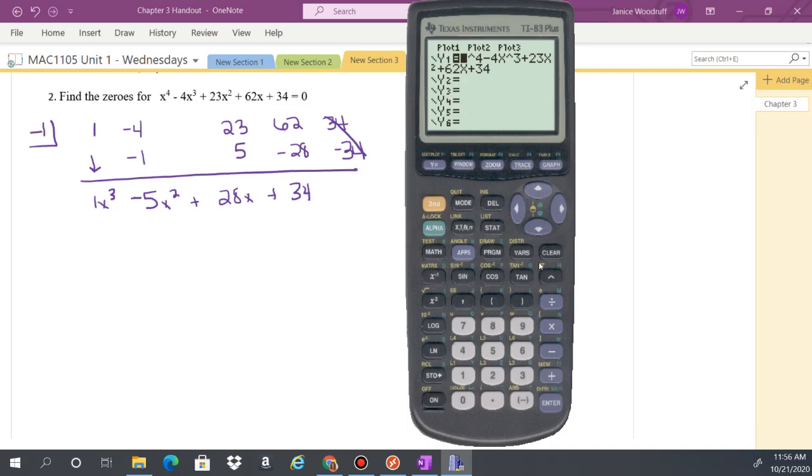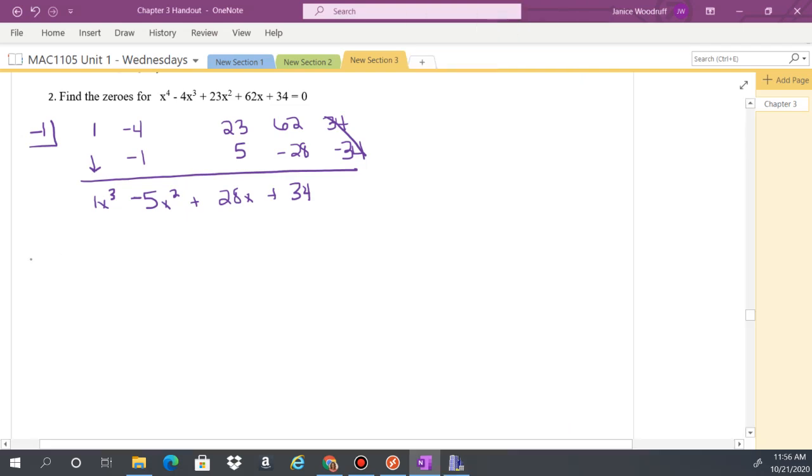Put that in the calculator again. So x cubed minus 5x squared plus 28x plus 34. You've got -1 again. Check the table. Checks out. So divide out the -1 again. So this is going to be a 1, negative 5, 28, and 34.